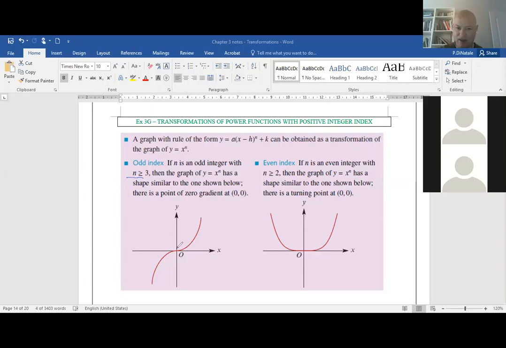You know that it has a stationary point at (0, 0). If you have an even index, so a power of 2 or 4 or 6, you're going to have something that looks like this. Grade 2 we know is a parabola, and we know that we've got that turning point at (h, k). So we're going to use all the knowledge that we've learned over time to graph these.